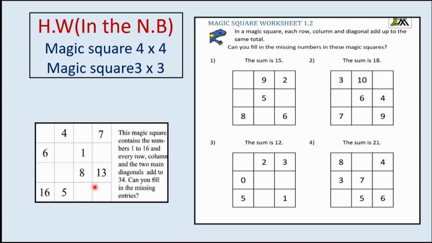Now here, this diagonally, if you write the numbers and add, you will get what? 34. This diagonally also 34. Here also 34. This also you will get 34. Now see, this 3 into 3 magic square. The result will be here in the first one 15. The sum of the rows, columns, and if we add diagonally, the answer will be 18. So do this in the notebook.